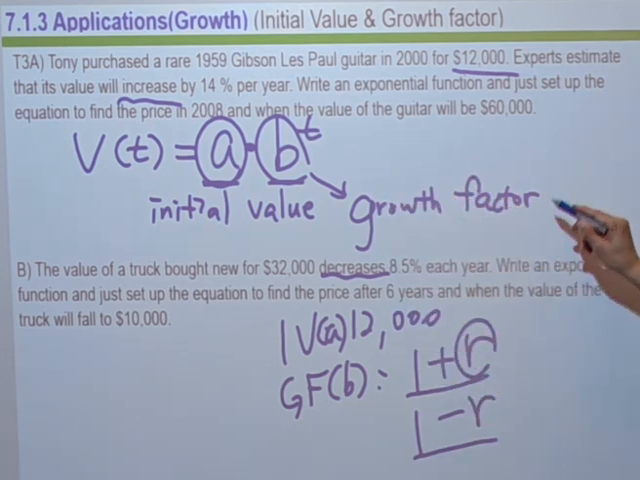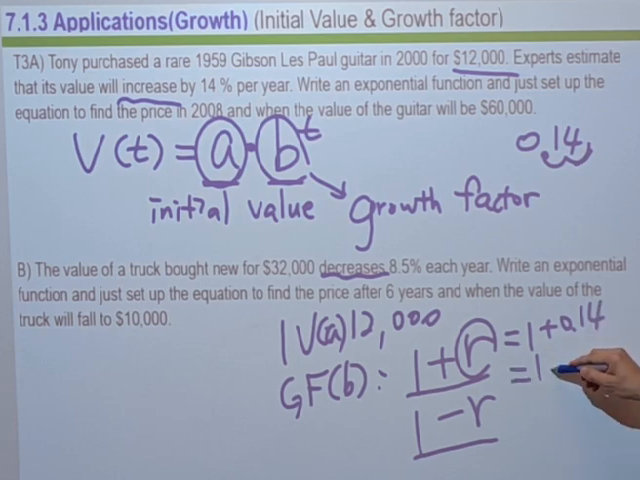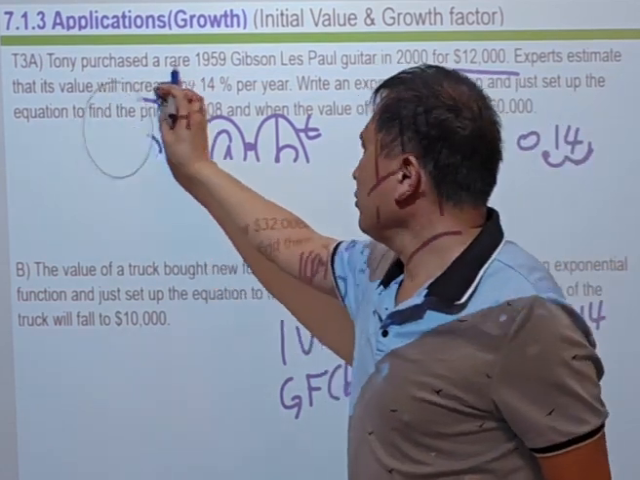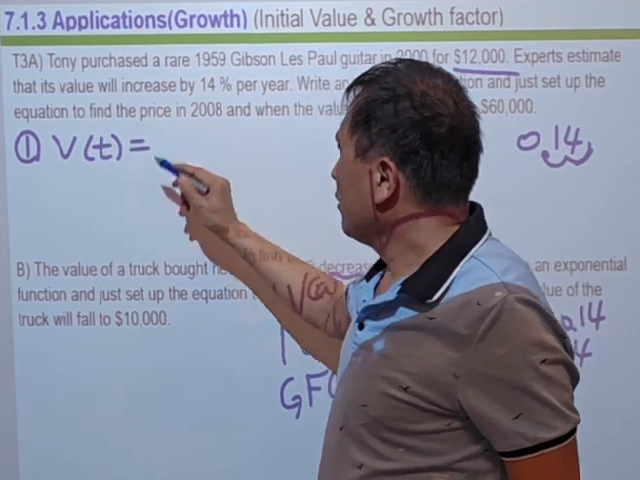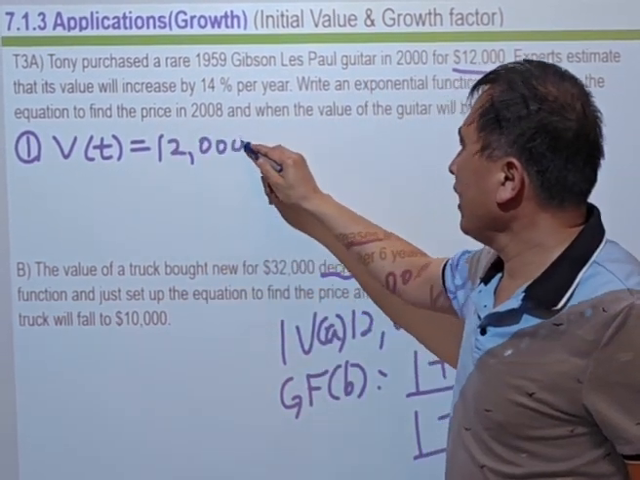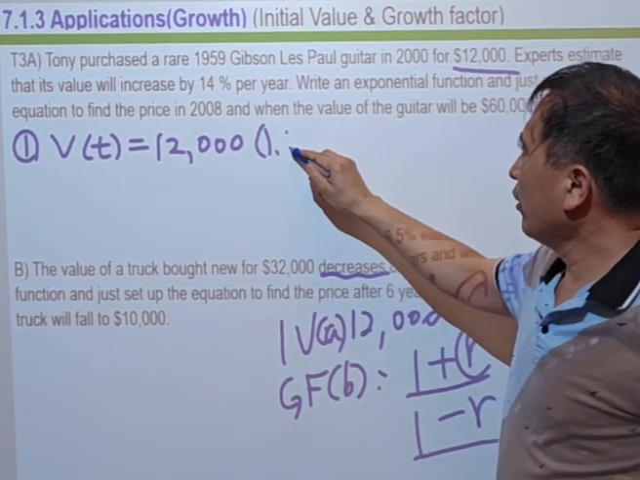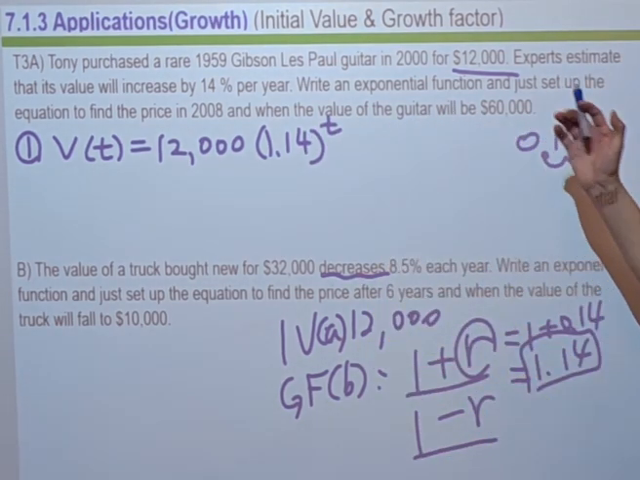So 14% is 14 percent, and for percent you always use the decimal, so 0.14. So 1 plus 0.14 is 1.14. That means the equation becomes V(t) equals the initial value, 12,000, that was a, times the growth factor b, 1.14, to the t power. That's the exponential function in this problem.